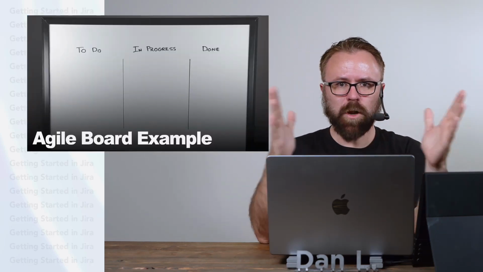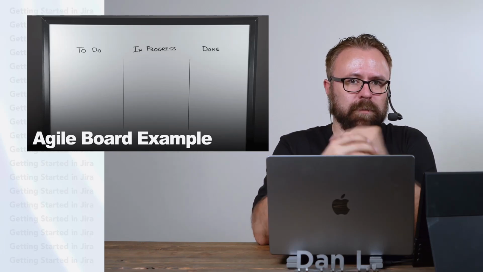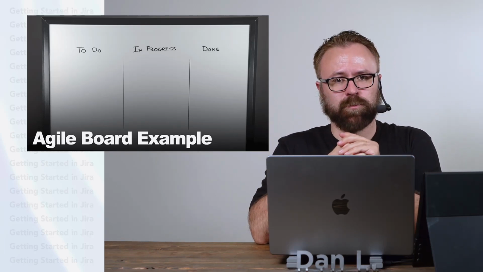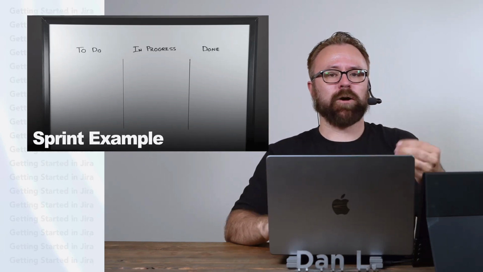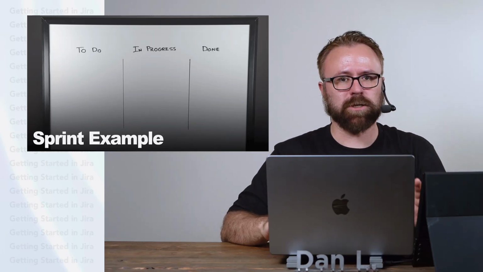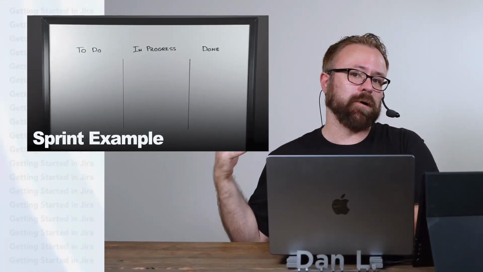Let's say our team has decided on a 2 week sprint because in my experience, that's the most common sprint length. Back on our Agile board example, at the start of those 2 weeks, our team will have a sprint planning meeting. In the sprint planning meeting, everyone on the team decides what work needs to get done in the sprint. In our example, that means the next 2 weeks.